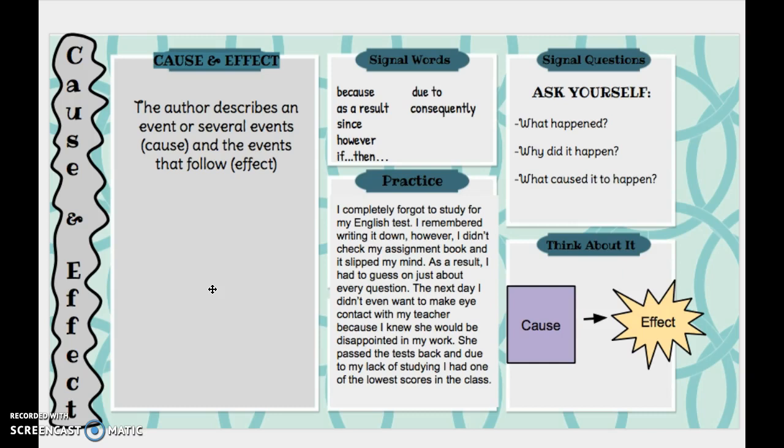Next, you're also going to take a look at the signal questions. You're going to ask yourself, what happened, why did it happen, and what caused it to happen? You need to write these questions down in the first box under questions to ask and answer for cause and effect.